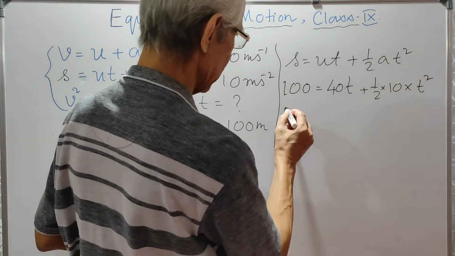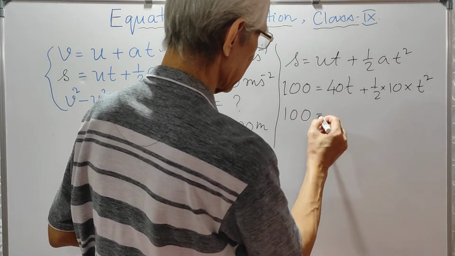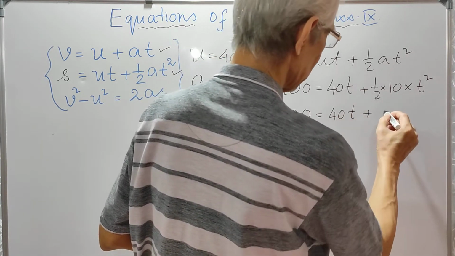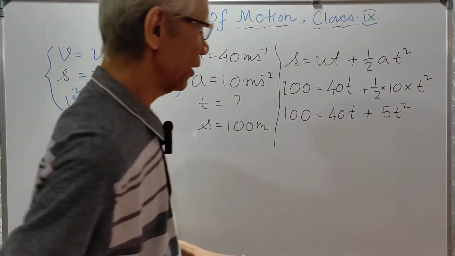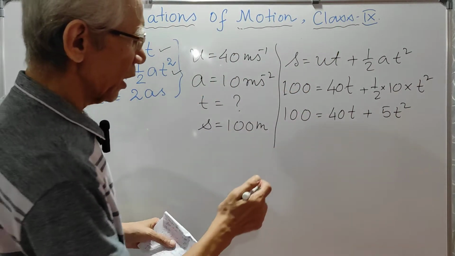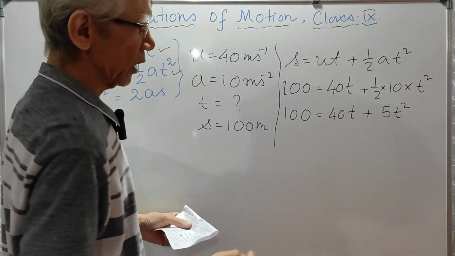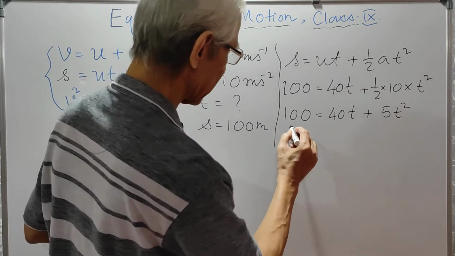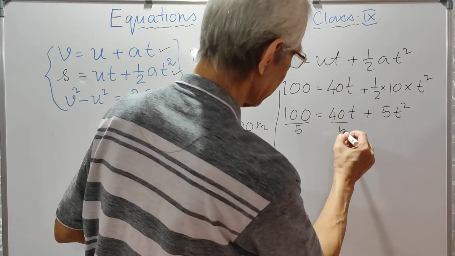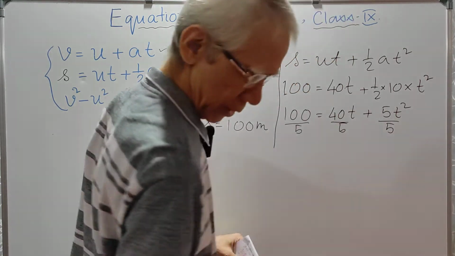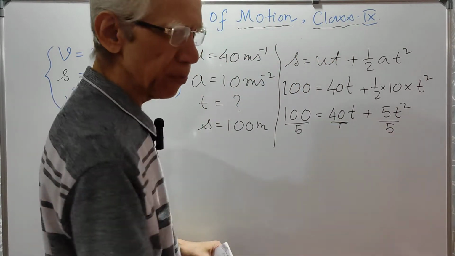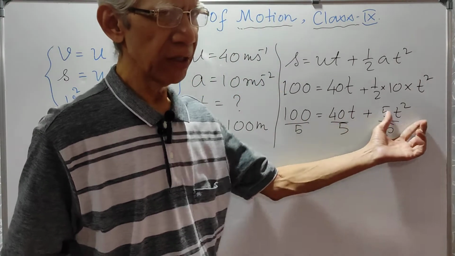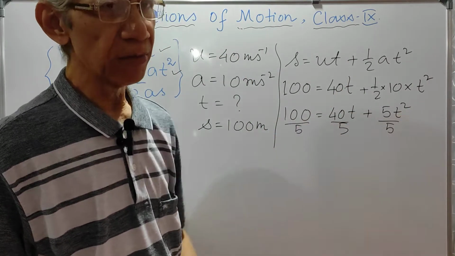Now solve it. So 100 equal to 40t plus 5t square, isn't it? Okay. Then now you see, we can divide the whole equation by 5 because 5 is a common factor. So divide by 5, divide by 5, divide by 5. Now why do we divide by 5? That will simplify the equation. So this is a rule of equation. If any common factor is there, divide the whole thing by that common factor.